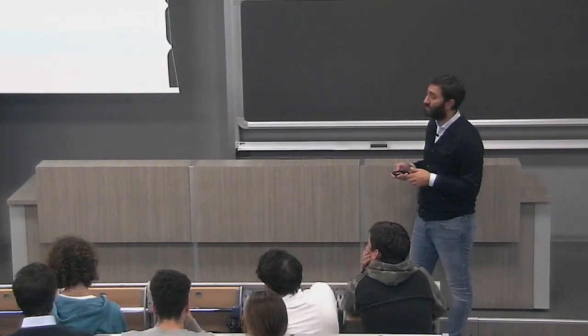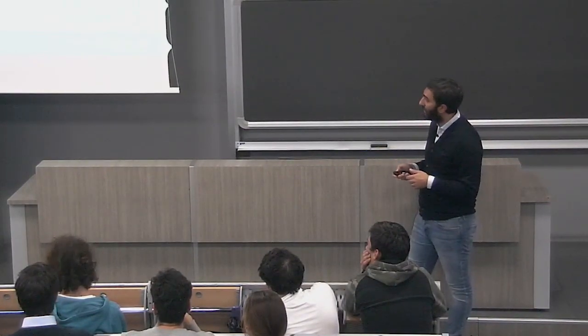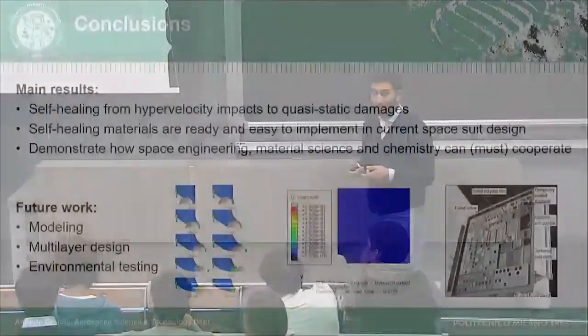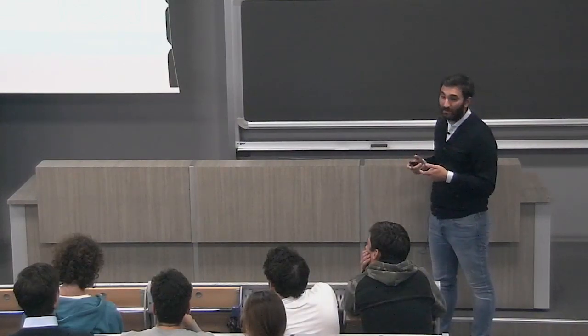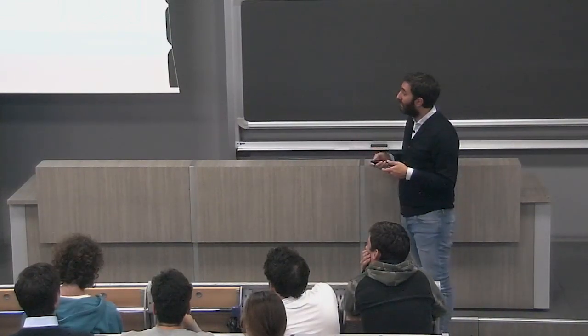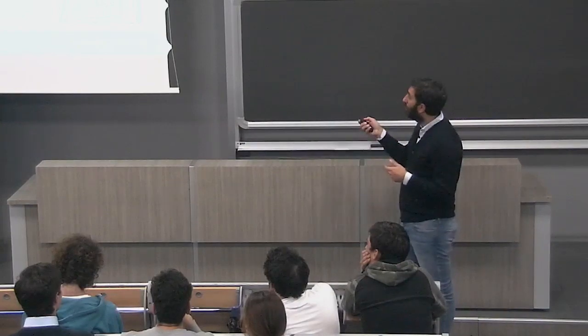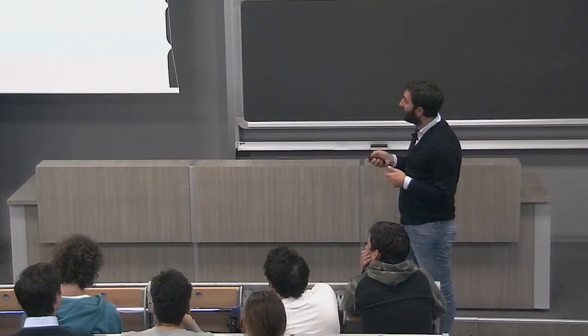But of course, the work is not finished. We are still working on the modeling, so we want to model this kind of self-healing behavior. We are trying to optimize the stacking sequence of the spacesuit, and we are also aiming for environmental testing to send a piece of our material to space to check the healing capability during a real operation, with all the threats that we have in space, and to check if the material is able to work in these conditions.